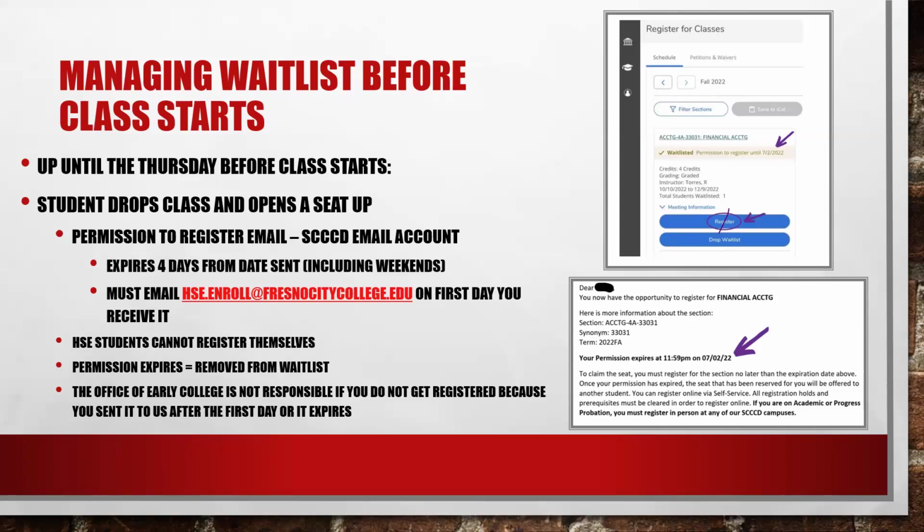If you contact us after it expires, we can't register you into the class, and we can only add you back onto the wait list if there's room on the wait list. So there's a maximum amount of seats available on a wait list as well. So if there's room on the wait list, we could potentially add you back on, but that is based on our availability to do so and the availability of the wait list.